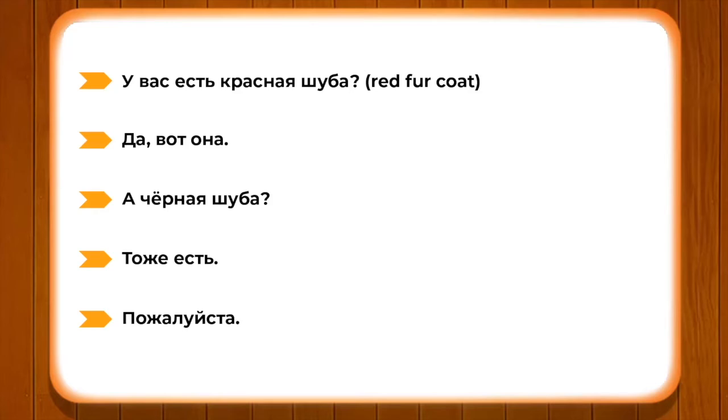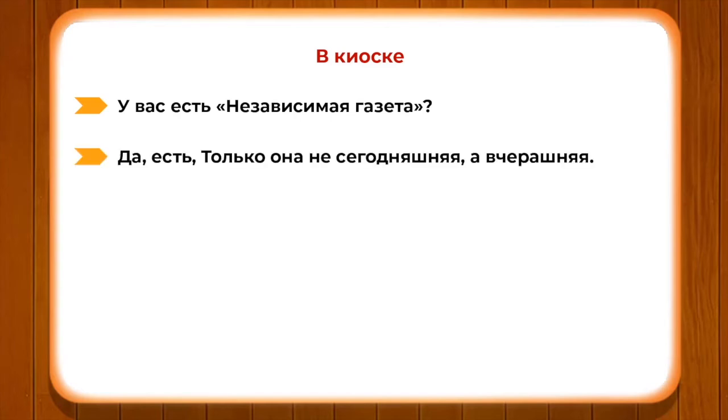Okay? So now we will go ahead and pay attention to another dialogue. The title is Киоск. Like we have done Магазин, Киоск. Киоск is a small shop. У вас есть независимая газета? Do you have Независимая газета, the name of a newspaper? Да есть, только она не сегодняшняя, а вчерашняя. The person is answering, yes we have, but it is not of today's but of yesterday's.